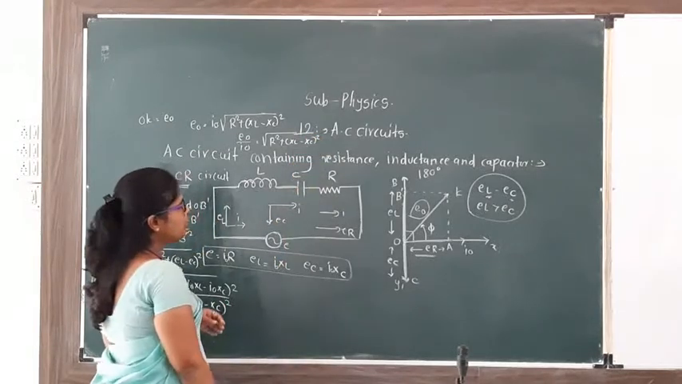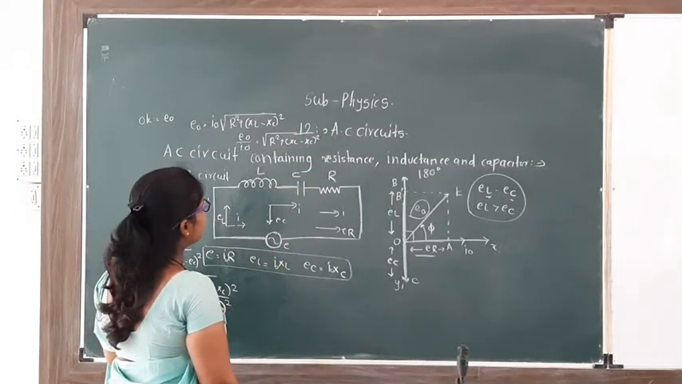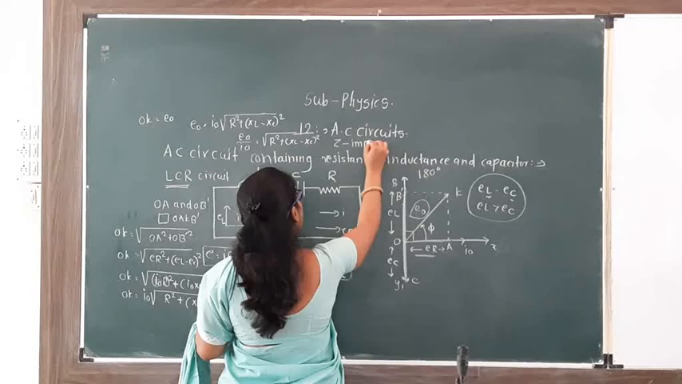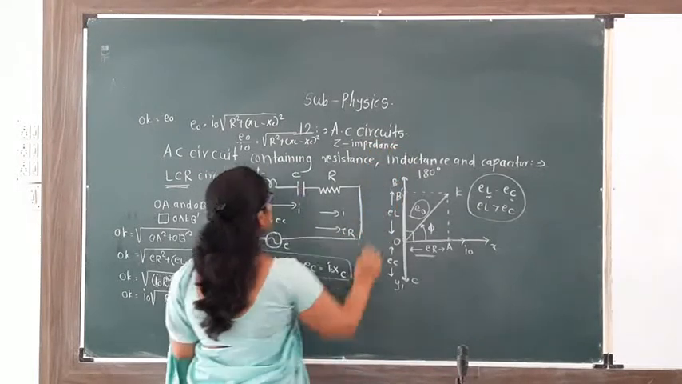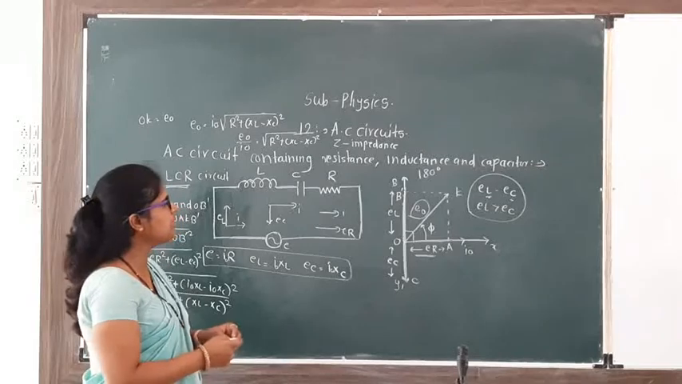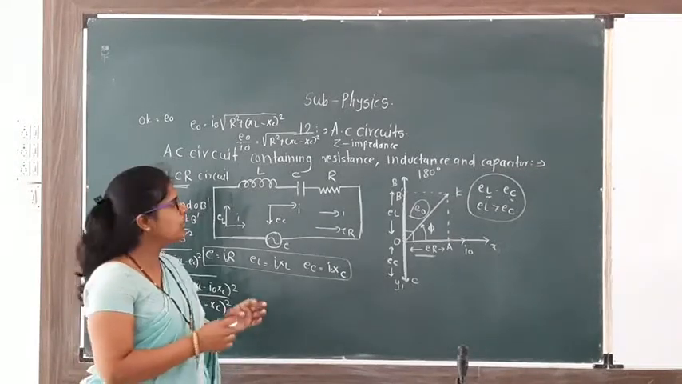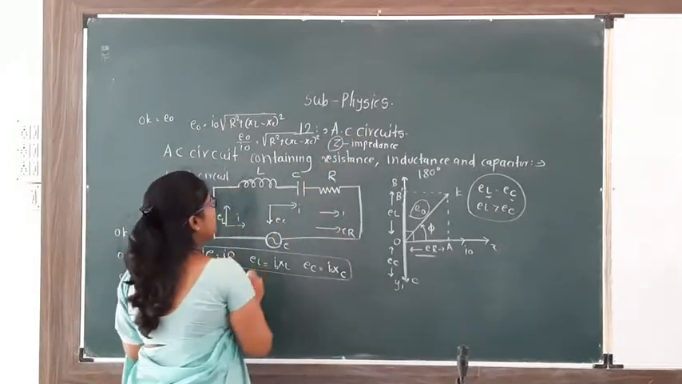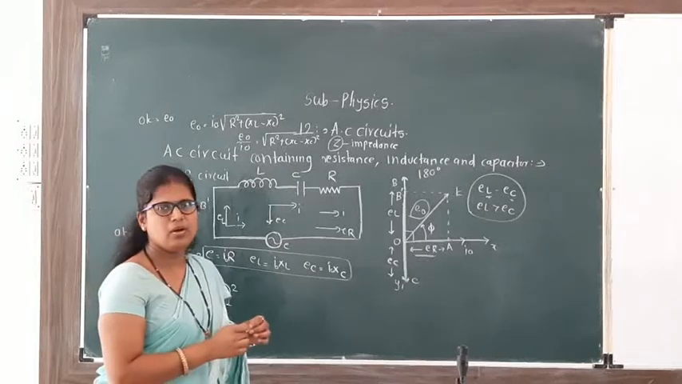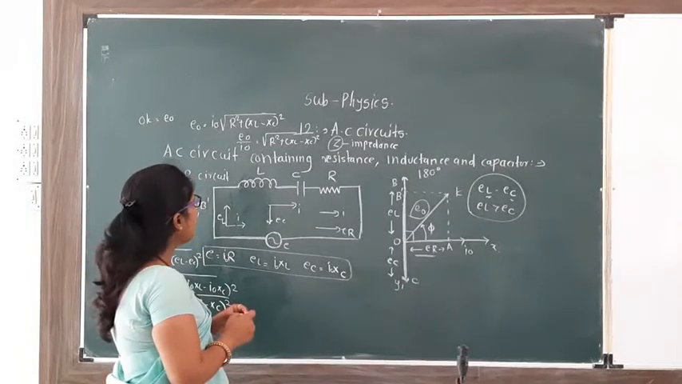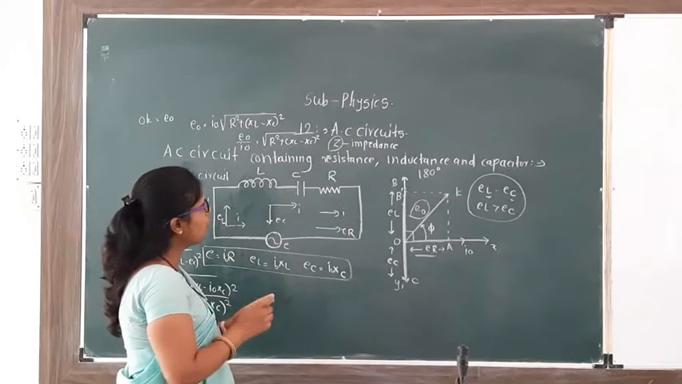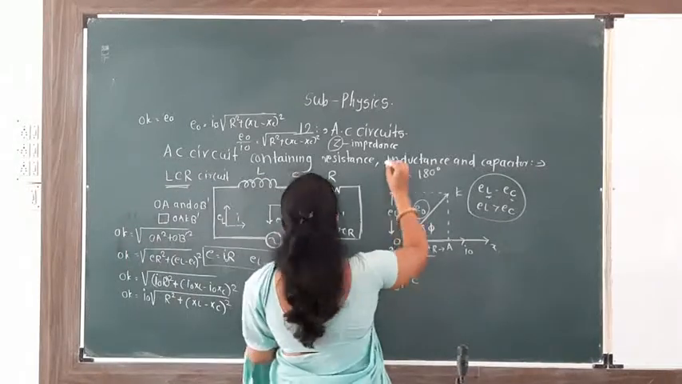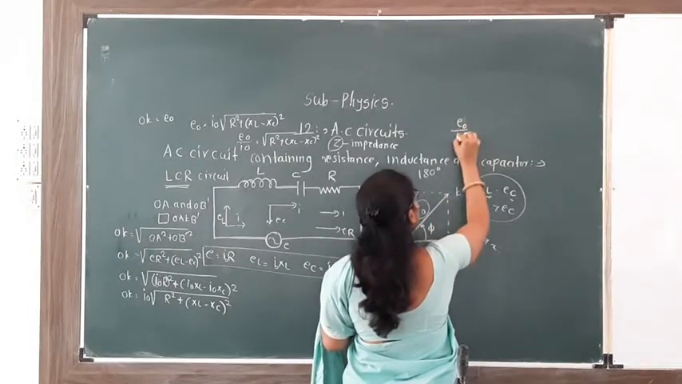Now the value of square root of R square plus XL minus XC square is Z. Z means impedance, the impedance of the AC circuit containing resistance, capacitor and inductor. When resistance, capacitor and inductance are connected across an AC circuit, what do we call it? Impedance. The ratio of the RMS value of voltage and the RMS value of current is known as impedance. Now we get E0 upon I0 is equal to Z.